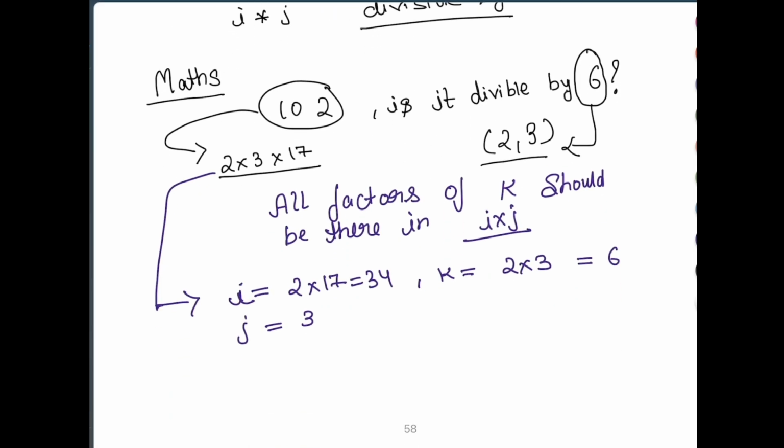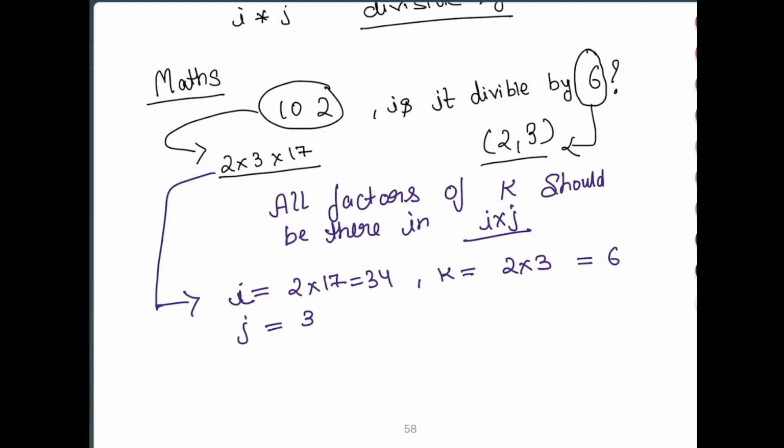What we are going to do is, let's say that the value of i is 34, which is actually 2 into 17. From 2, 3 and 17, I am saying that 2 into 17 is i, and the other 3 is j. Okay, so i into j is equal to 102, and we have this k which is equal to 6, and I can say it is actually equal to 2 multiplied by 3. Now from here I can say that I got this 2 from i and I got this 3 from j. So if you are going to multiply i with j, then I am sure that it is divisible by k.